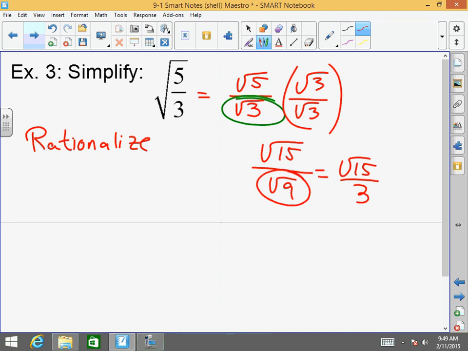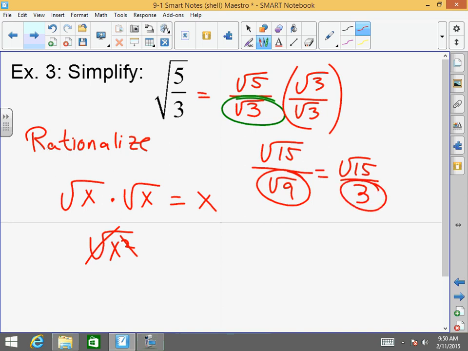Why? There's a very powerful theorem that states the square root of x times the square root of x equals x. Why? Because the square root of x and the square root of x is the square root of x squared. And a power of 2 cancels out a radical of 2, a square root. So when you multiply the square root of a certain radicand times the square root of that exact same radicand, the answer is simply the radicand. Does that make sense, guys? You promise? Okay, now look.